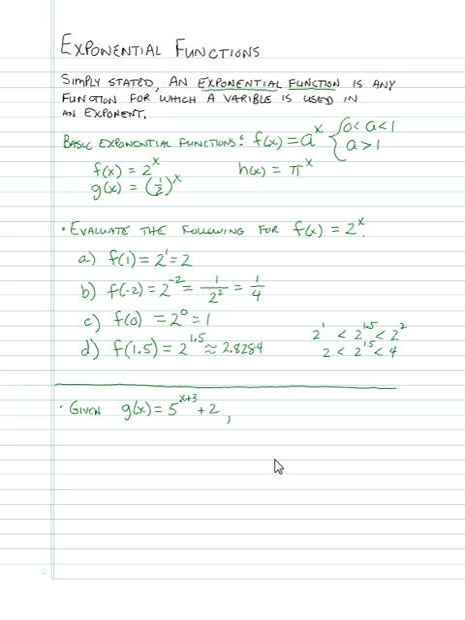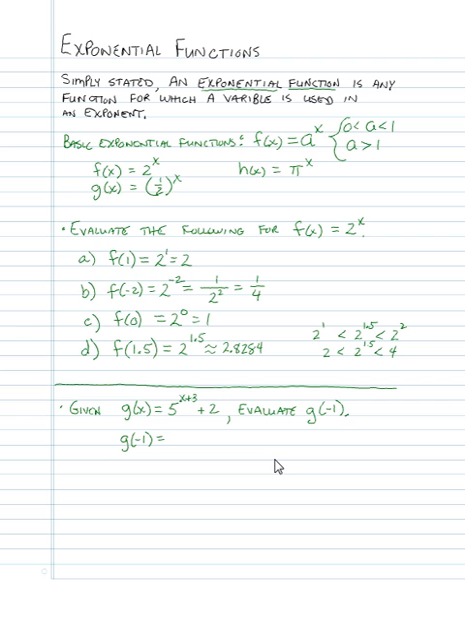So here our exponent is more than just the variable x. It's a little more complicated, but certainly we have an exponent that involves a variable, and that's what makes it an exponential function. So in this case, we're asked to evaluate g of negative 1, which just simply means we need to replace each x with a negative 1.